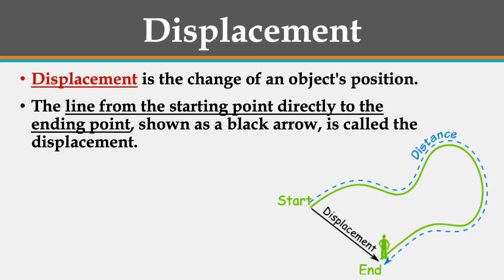What is displacement? Displacement is the change in an object's position. The line from the starting point directly to the end point, shown here in the picture with the black arrow, this is called displacement. So displacement, not the distance, is the distance between start and end point directly. Okay? A line between the starting point and the end point directly, not the whole distance.